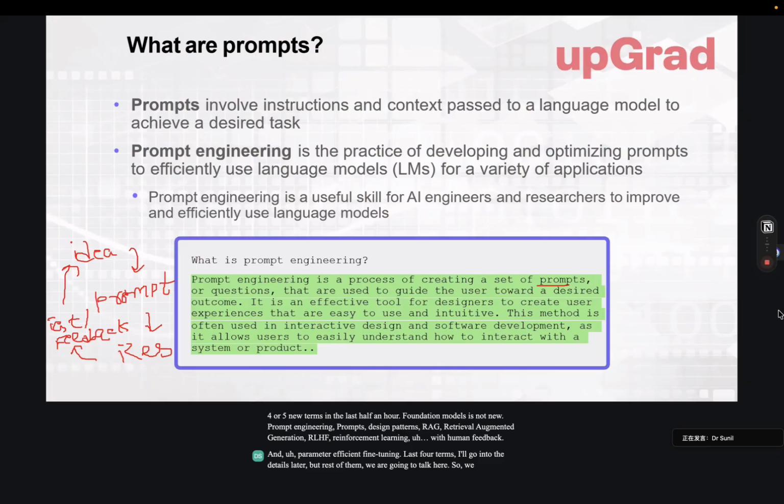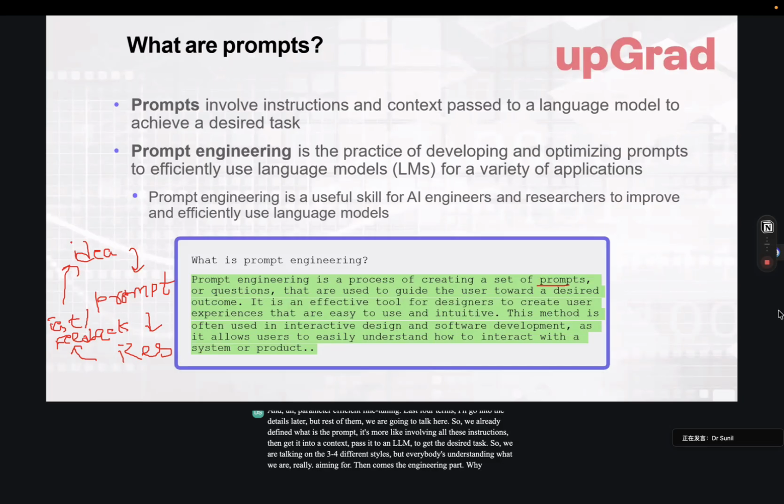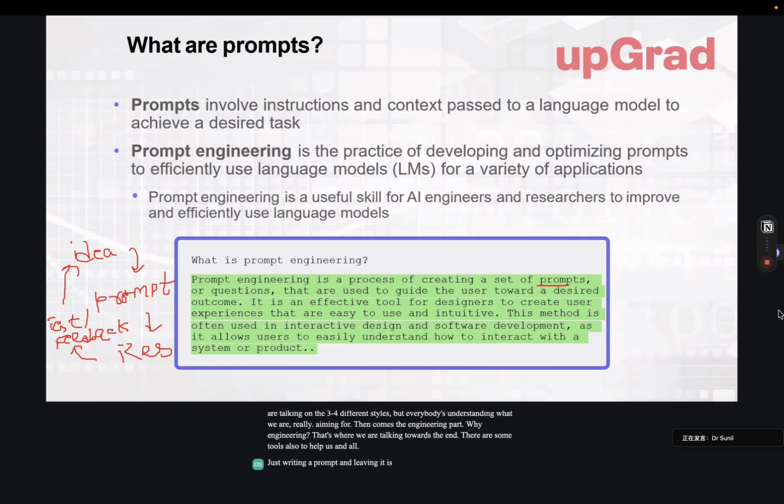So we already defined what a prompt is. It's more like involving all these instructions, getting them into a context, and passing it to an LLM to get the desired task. We are talking about three or four different styles, but everybody understands what we are really aiming for. Then comes the engineering part. Why engineering? That's where we are talking towards the end. There are some tools also to help us. Just writing a prompt and leaving it is different from getting an output, right?